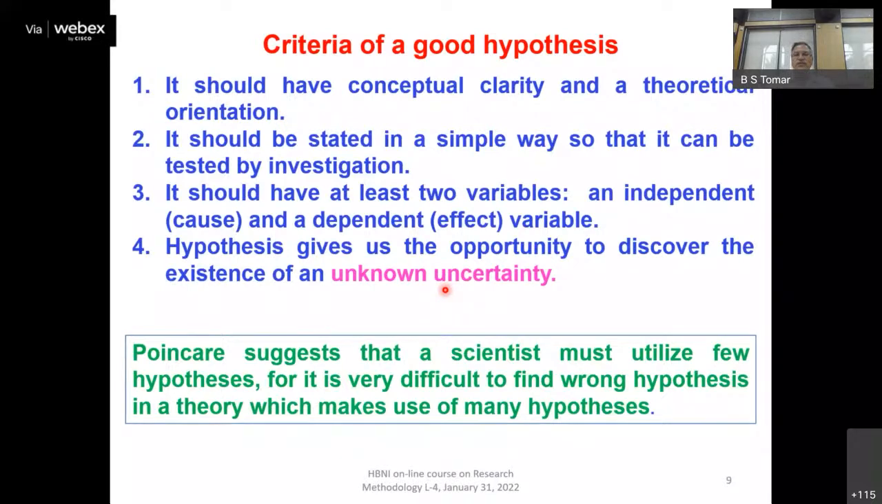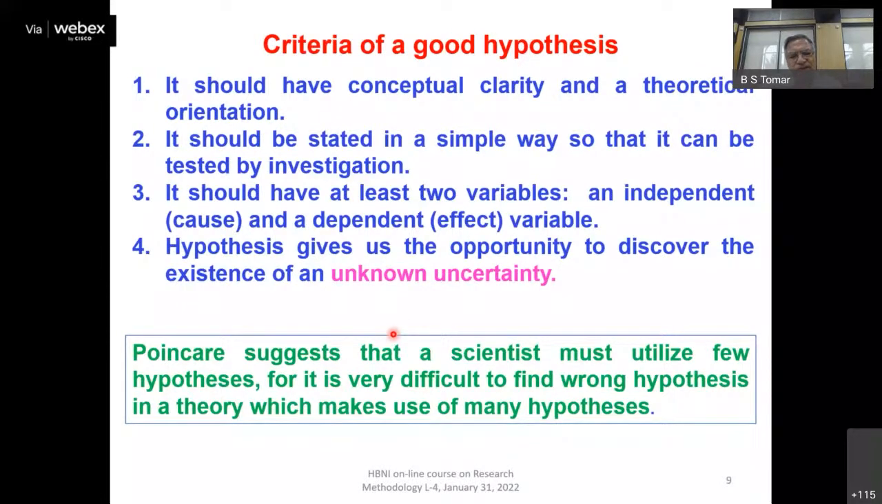Hypothesis gives us the opportunity to discover the existence of an unknown uncertainty. So this is what is important, that you don't expect that every hypothesis, whatever we are predicting in a hypothesis, will come true. It may so happen that we have not factored in some of the uncertainties which we do not know. And so we come to know those unknown uncertainties, and then that also becomes common knowledge for subsequent generations of researchers.